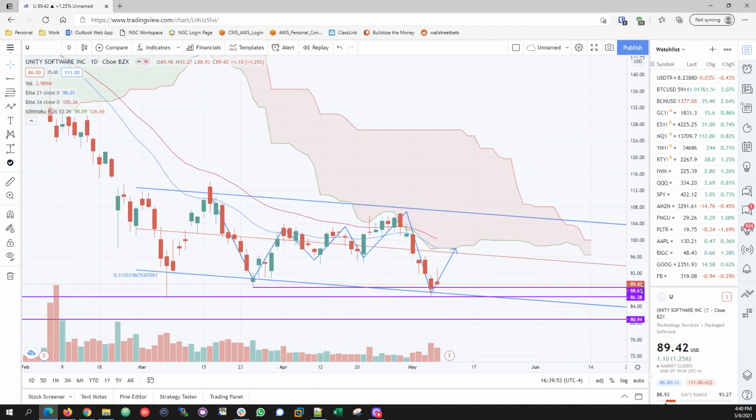These are the supports: 88.63, 86.38, and 80.94. Give or take, you can round off a couple cents here and there, but those would be your support. Resistance is going to be the cloud bottom, which is 97. Okay.